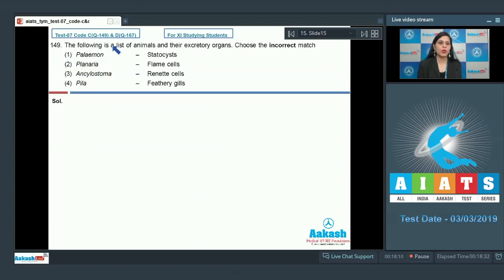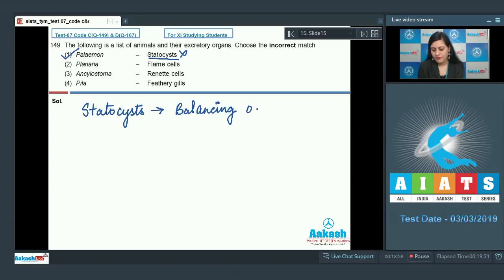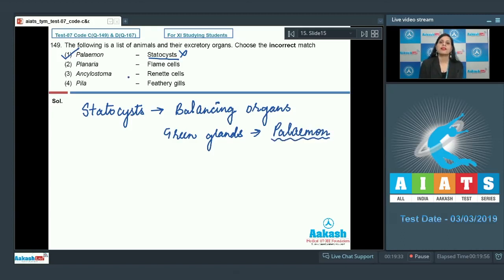Question number 149. The following is a list of animals and their excretory organs. Choose the incorrect match. And the very first match given is Palaemon, and the match given is statocysts. And as it is an incorrect match, so this is a correct answer to our question. Because statocysts are the balancing organs in organisms such as in arthropods like Palaemon, whereas green glands are the excretory organs in Palaemon. Let's discuss rest of the options.